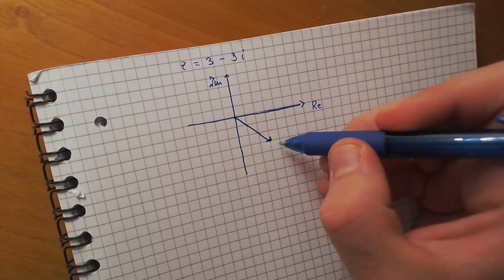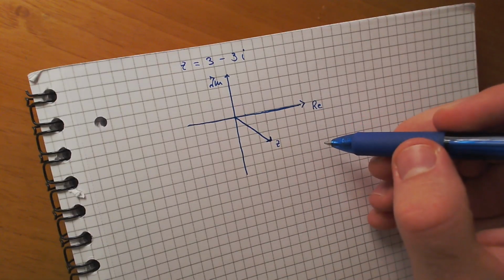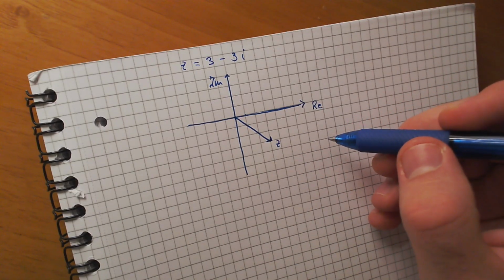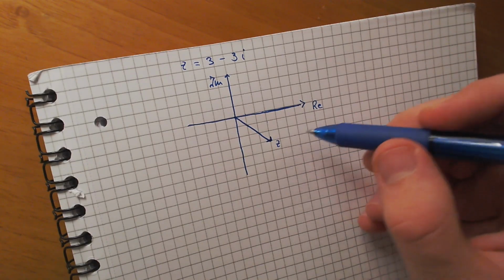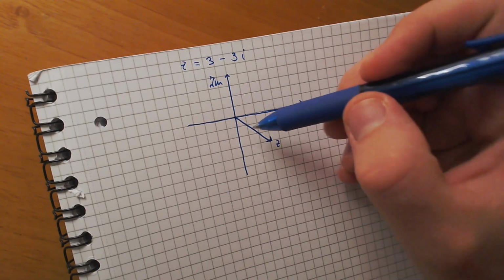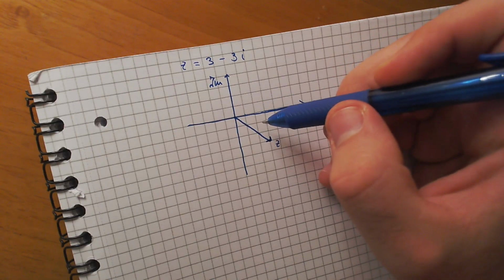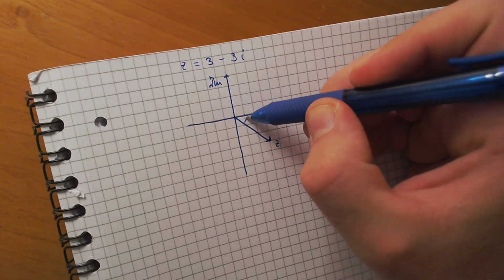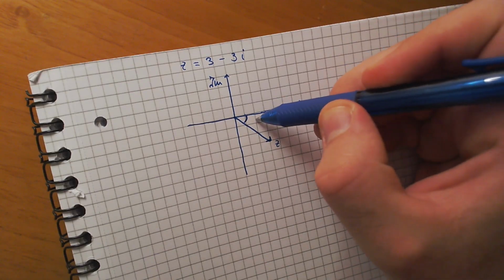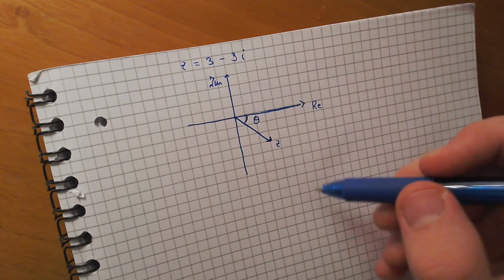Okay, so here we have the number, and if we want to find the absolute value and the angle of this number, the absolute value is the length of this vector, and the argument is this angle that we can call theta.